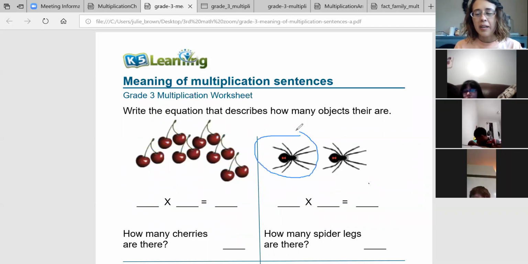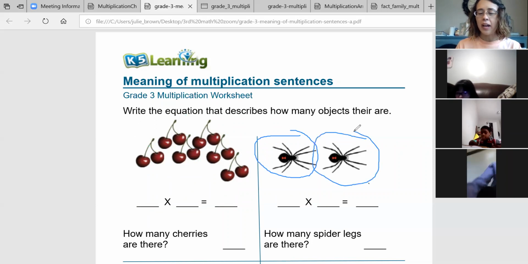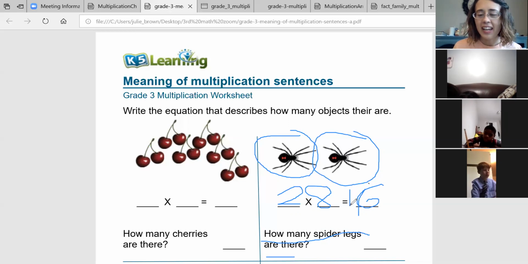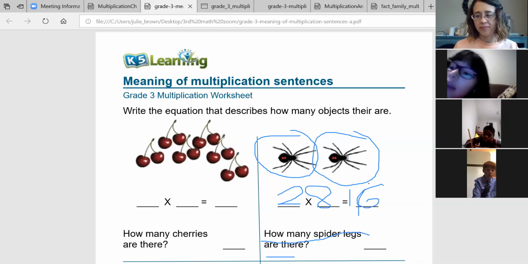But if I try to picture in my head an easier way, I can see very clearly how many groups are there. 2. How many in each group? 1. Well, the question says how many spider legs are there? Oh, so 8. Yes, 8 in each group. And the answer is 16. You can write that down. Oh my handwriting. 8 times 2 is 16.